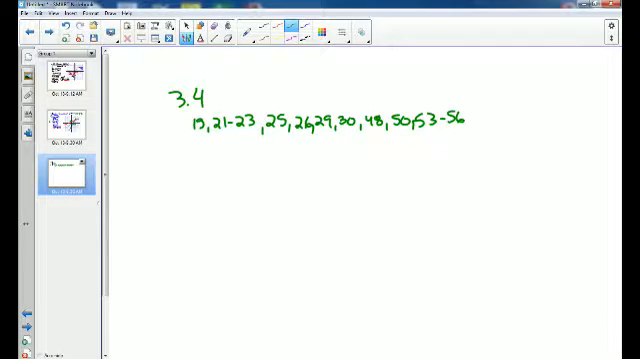Is that first one 19 or 15? 15. 21 to 23, and then so on and so on. If you get stuck, 5 minutes, cut it off, come tomorrow with questions, okay?